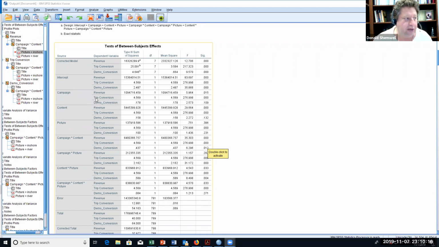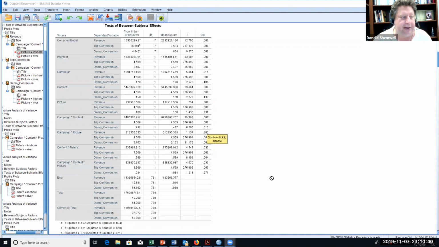So I already went through and told you the effect of content on trip conversion, and we looked at content on revenue. And the blue line's higher. Now, when it comes to picture, we only have one main effect, and that is for trip conversion. So it's not related to the other things.